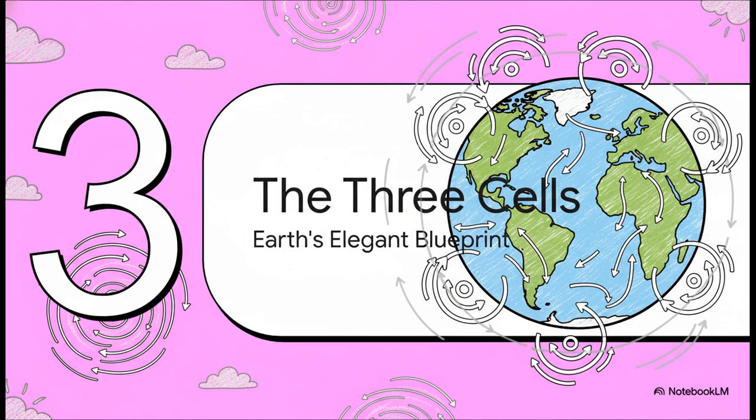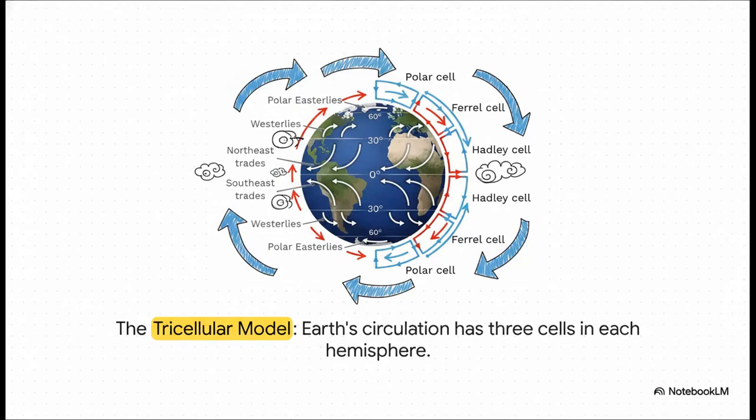Now here's where it gets interesting. If the Earth was just a stationary ball, we'd get one huge simple convection loop in the north and one in the south. Easy. But of course, our planet spins. And that spin complicates things, breaking that simple loop into a much more elegant system of three distinct cells. And this right here is it, the tricellular model. You can see that in each hemisphere, that one big loop is broken into three smaller ones. We've got the Hadley, the Ferrel, and the polar cells. This is basically the master blueprint for how air moves around our entire globe. Let's take a look at each one.